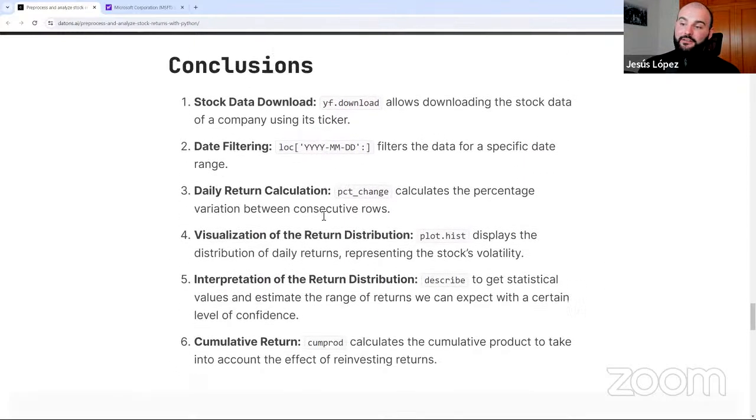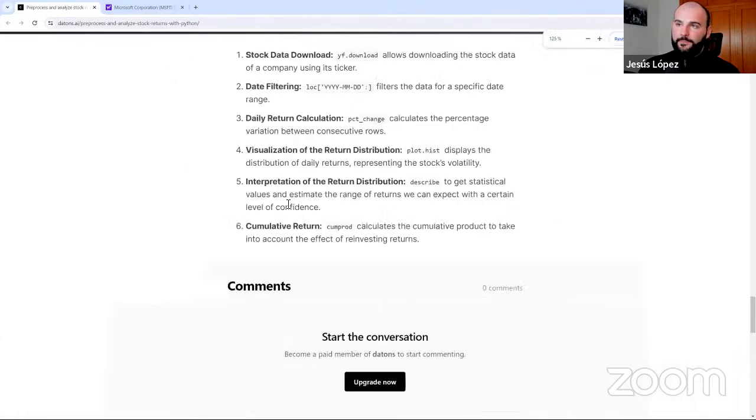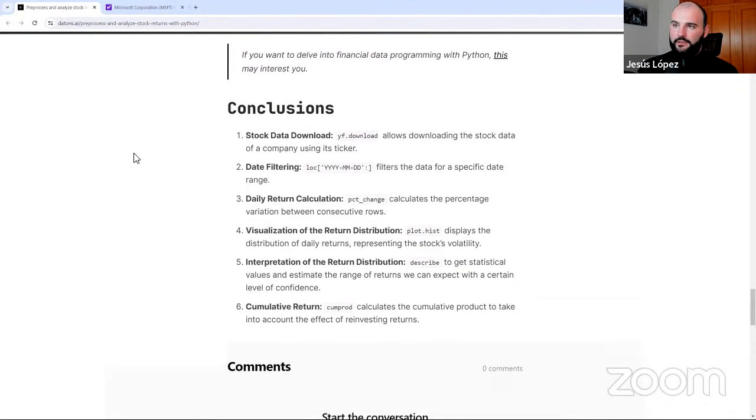So this has been everything for today in this tutorial. Let me know if you have any doubts or would like to solve some Python codes with it.